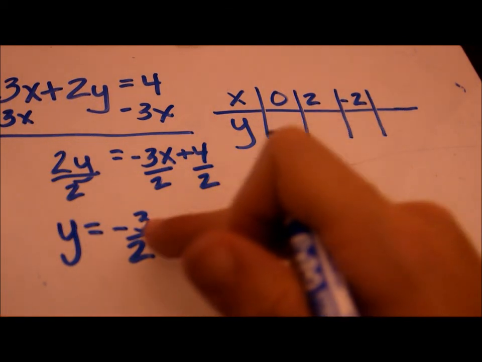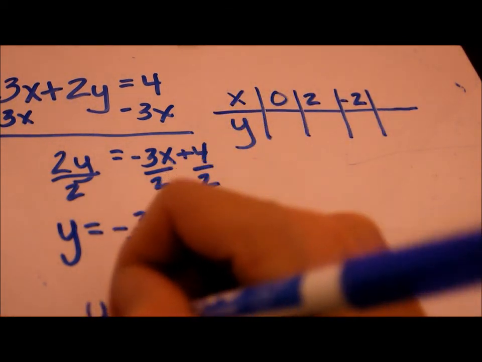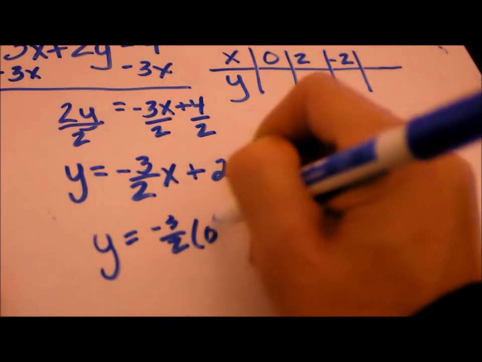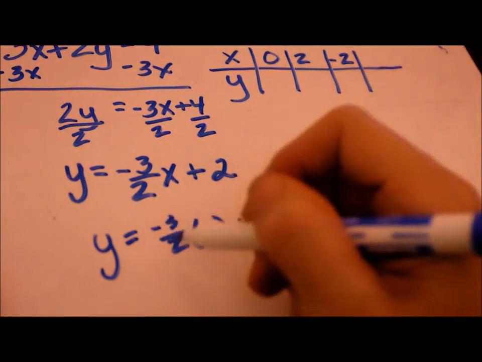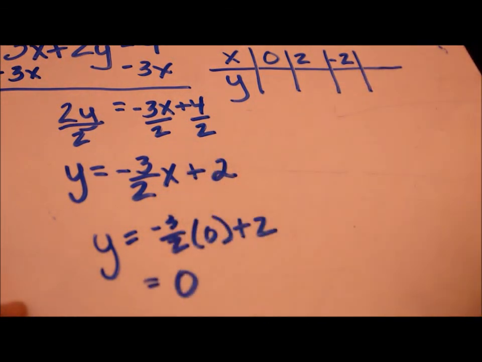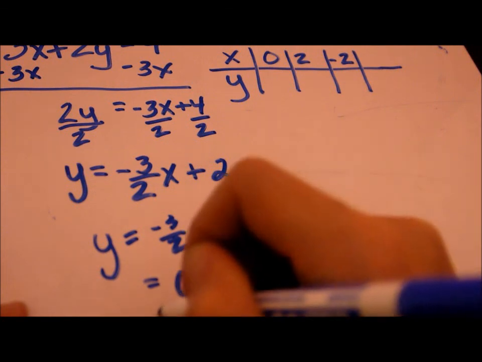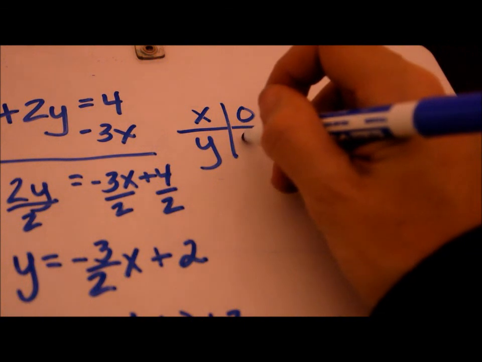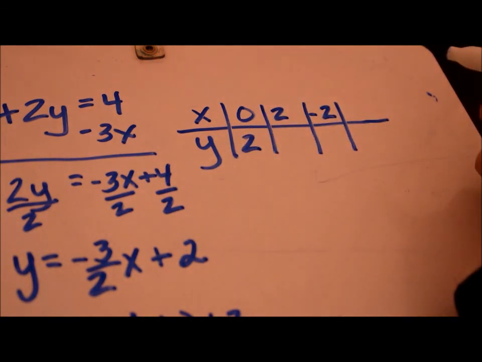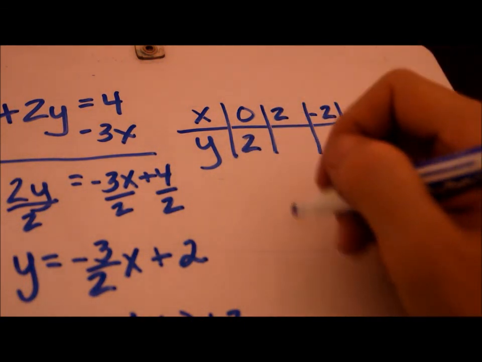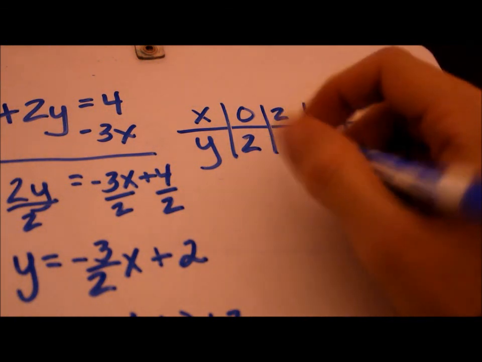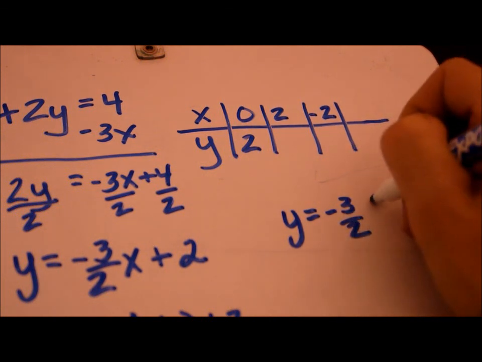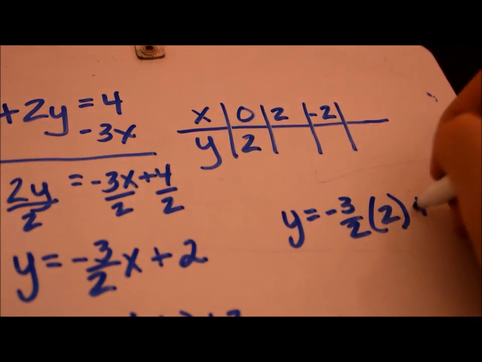So when x is 0, if we plug 0 in here, we get y equals -3/2 times 0 plus 2. I know you can't really read that because it doesn't really matter. That just turns into 0 plus 2, or y equals 2. Okay, so when x is 0, y equals 2. So we have that. And then if we do the same thing for 2, plug in, we've got y equals -3/2 times 2 plus 2.